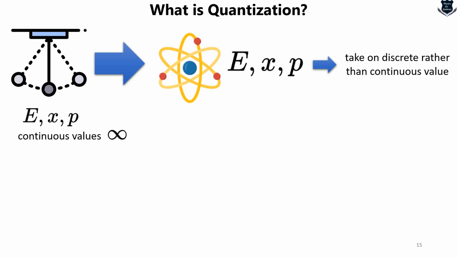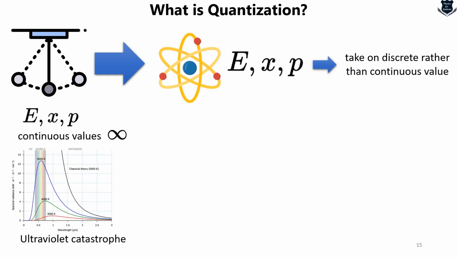As you can see, energy, position and momentum can have continuous values and can go up to infinity. That was the reason the ultraviolet catastrophe happened, and that led to a new formulation by Max Planck, E equals h nu. That is what is called quantization. It means we are converting the classical system into a quantum system where they won't have continuous values but discrete values. Now there is something called first and second quantization, which I will come to later.